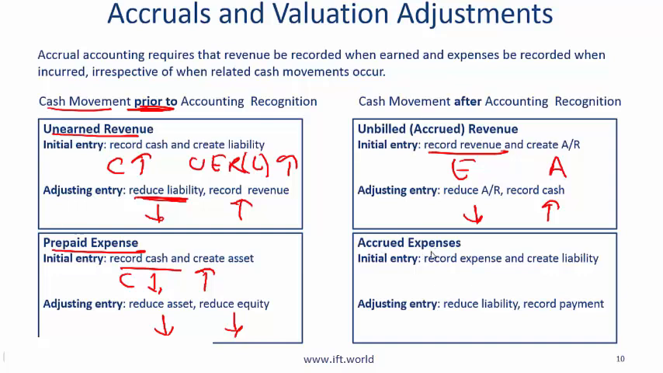Accrued expense. This is where we accrue an expense, such as we might have employees working for us during a month, but we don't pay them. So we show the expense and create a liability called salaries payable in my simple example. Then when we pay the salaries, we reduce the liability and record the payment, which means we reduce cash.